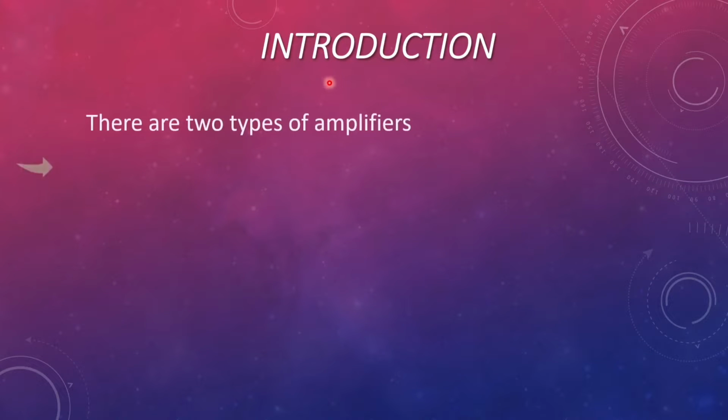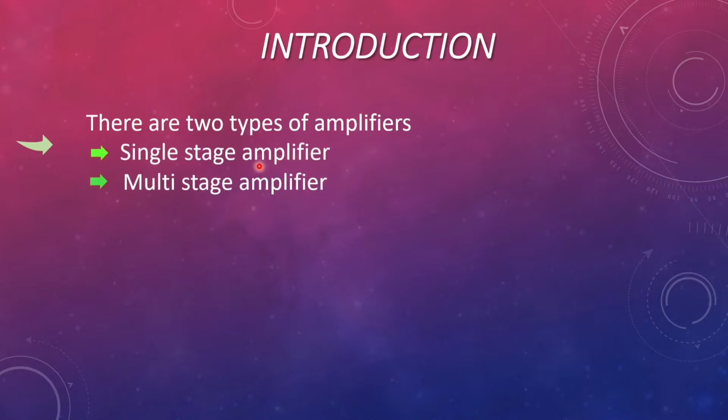Introduction. Here basically we have two types of amplifier stages. The first one is single stage and the next one is multi-stage amplifier. Generally, a single stage amplifier contains a single transistor for amplifying a weak signal, whereas a multi-stage amplifier contains two or more transistors for amplifying a weak signal.